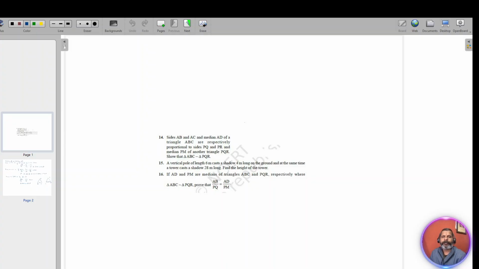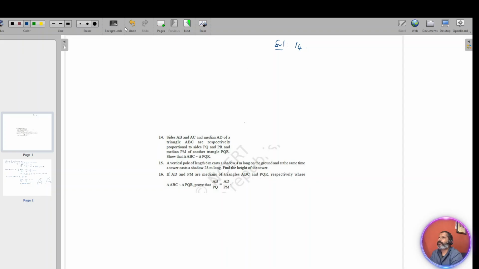Hello, students. In this class, we will see triangles, last exercise, last set of questions, 14, 15, 16. These are based on similarity criteria of triangles. Let's see the 14th one. We'll start with the 14th one.